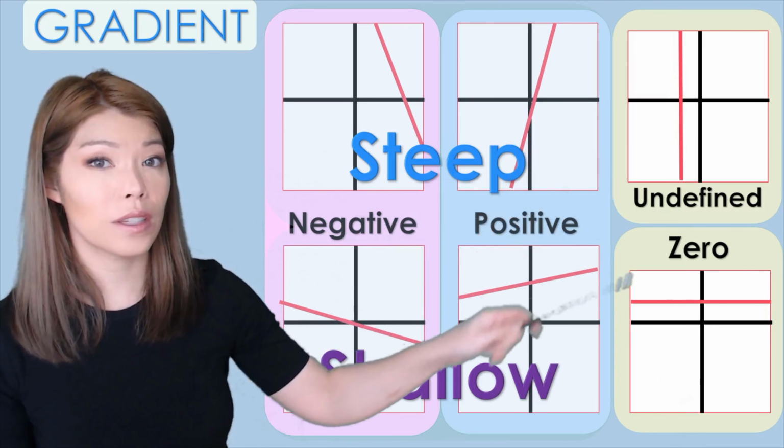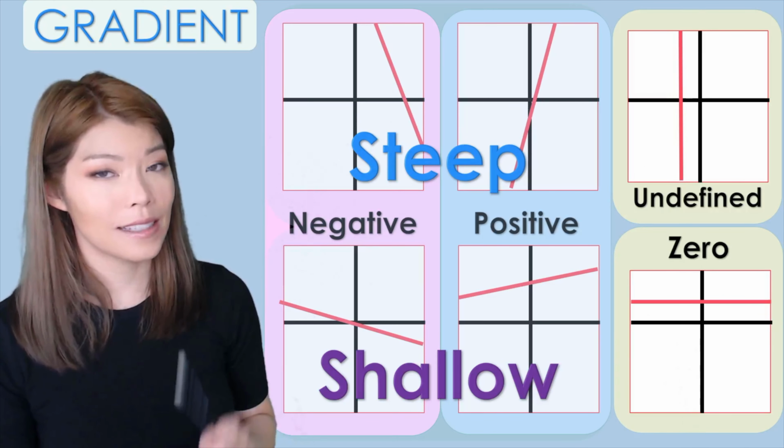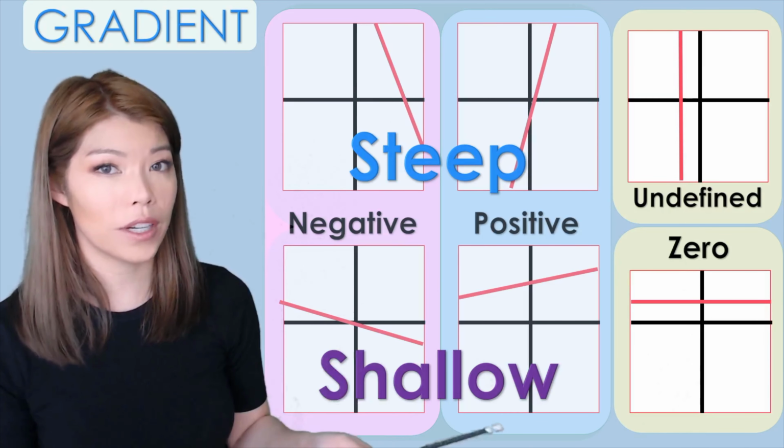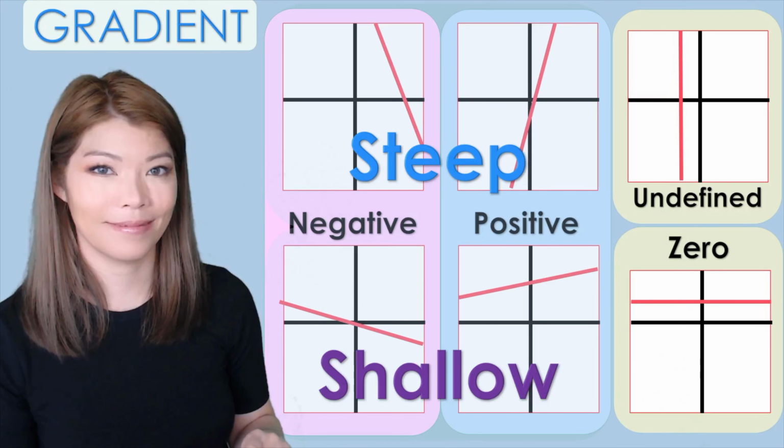There are quite a few words to remember, so make sure you write them down. And whenever you're sketching, unless the question tells you to find lots of coordinates, then you only need 2 for a straight line.